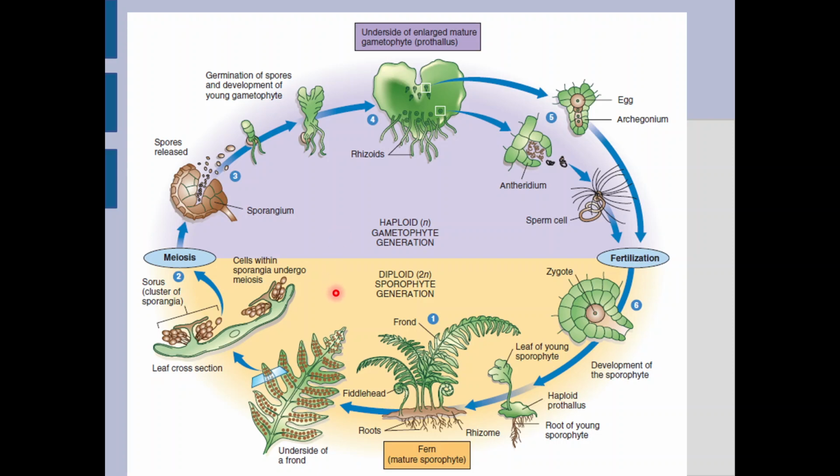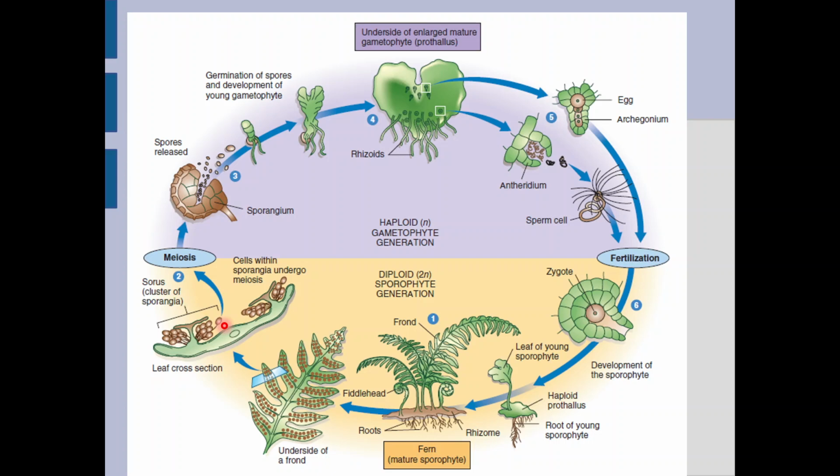So spore production usually occurs on the underside of the frond. So this is the underside of the frond, and if we cut a cross section of this leaflet, then we will see fertile areas that are called sporangia. So this is a sporangia.